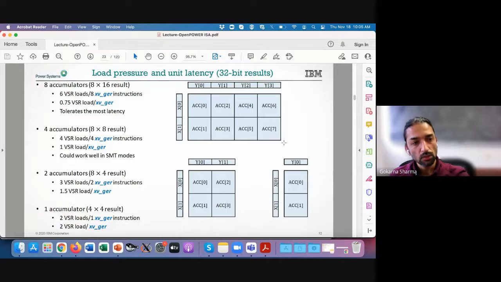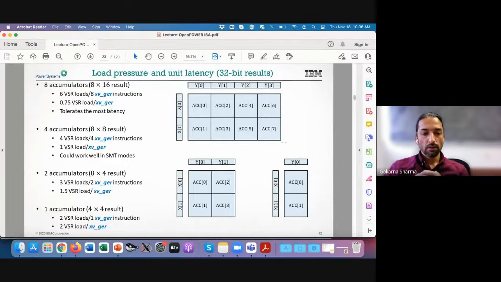Okay, so these 8 accumulators, if you use them, will give 8 times 16 results. Okay, so why 8 times 16 results? If you look into the row, then you will have 8 rows, and if you look into the column, you will have 16 columns. So that's why this is 8 times 16. Okay. And then if you use 4 accumulators, then you get the 8 times 8 result. Okay, just 4 accumulators you are using, not 8 accumulators total. If you use 2 accumulators, you will get 8 times 4 results. If you use 1 accumulator, then you will get 4 times 4 results.